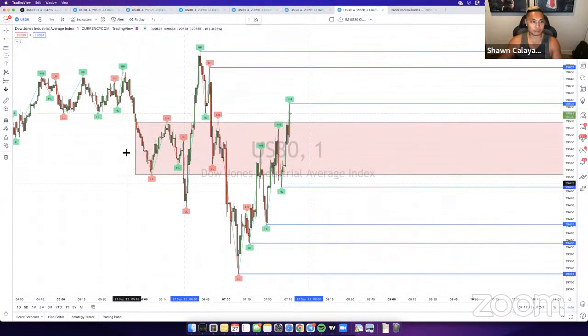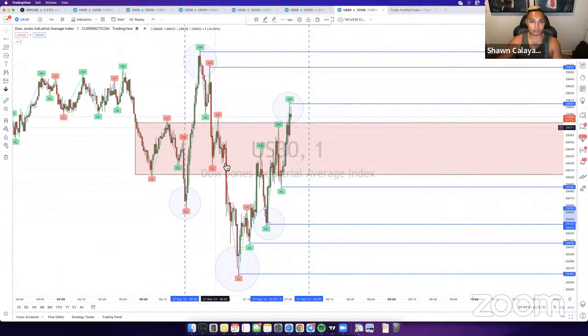Here, I'll just draw the fake outs so that you guys can see. Fake out, fake out, fake out. Again, another fake out. And again, right here. So it fakes out, comes up, fakes out, comes down, fakes out, comes back up into it, pulls back, fakes out, comes back into it. Another one right here.